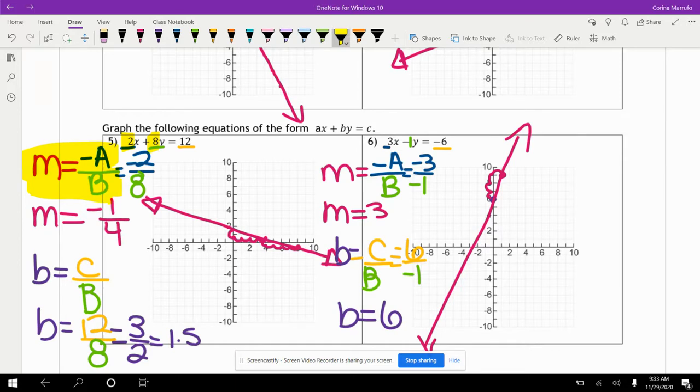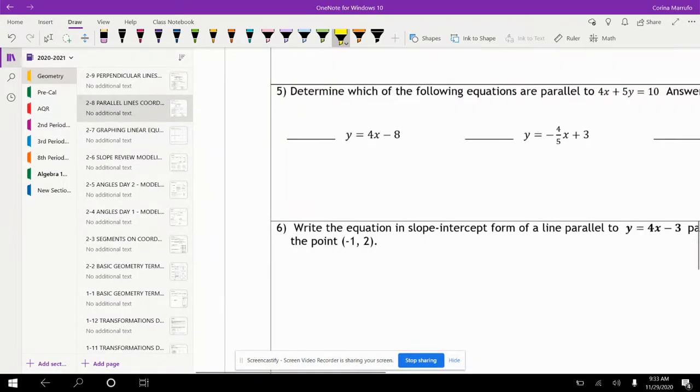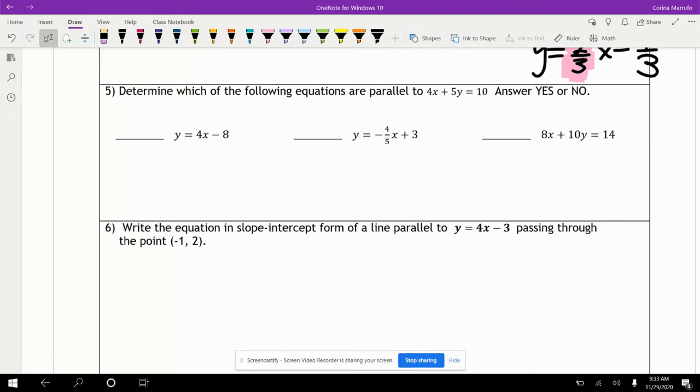So we're going to go ahead and use that same formula. We're going to do -a/b. So let me go ahead and go back to our lesson. Okay, so this is going to be my a. My a is going to be 4, and my b is going to be 5. So my slope m is going to be -a/b. So -4/5. So if we look at the first one and we identify our slope here is 4.